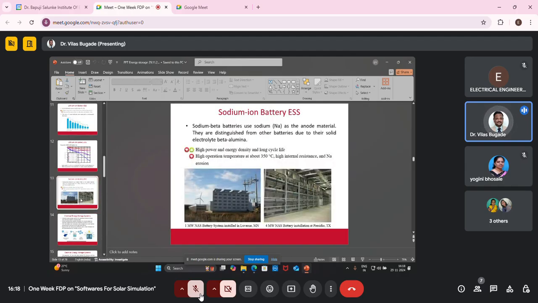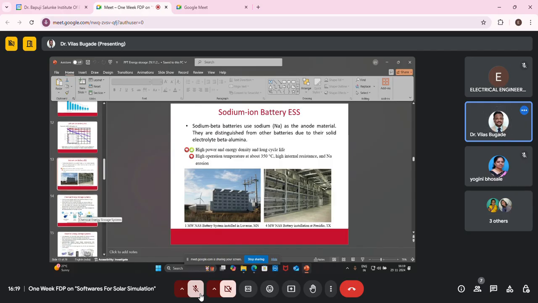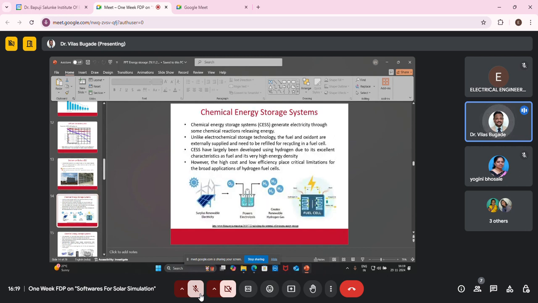Now sodium-ion batteries are distinguished from the other batteries due to their solid electrolyte. These are now going to come into the market because of their high power and energy density, which also comes with a good long life. So this is what we are discussing about the chemical energy storage system.